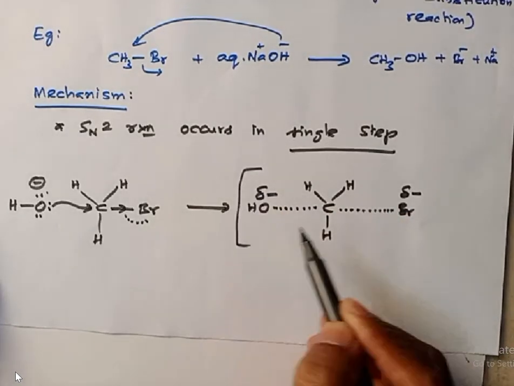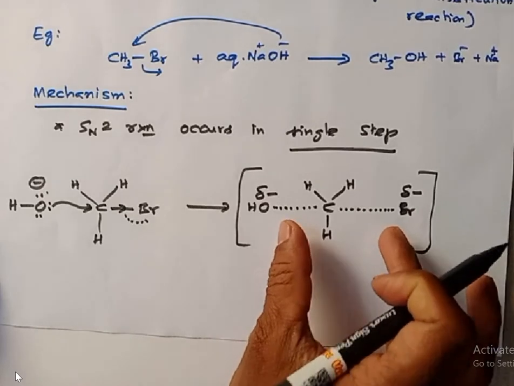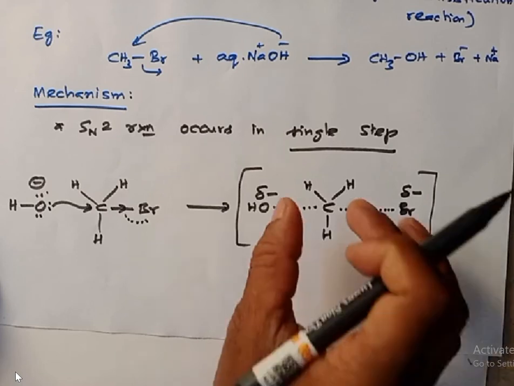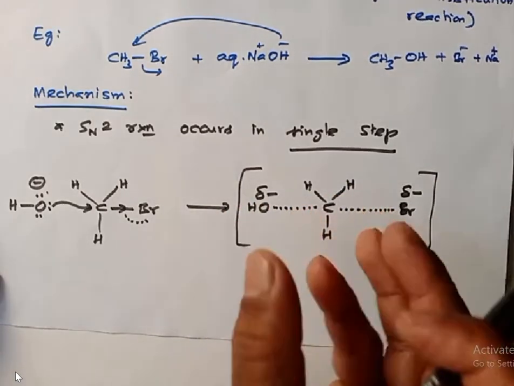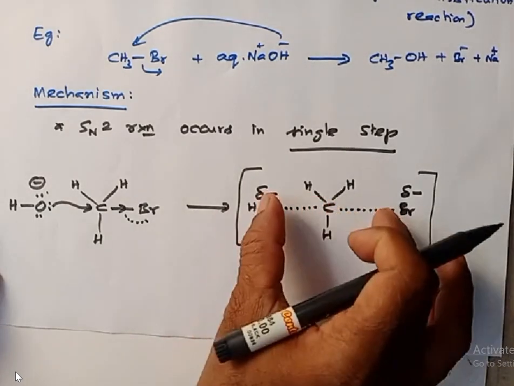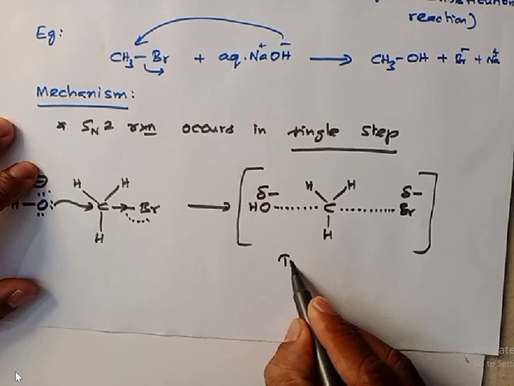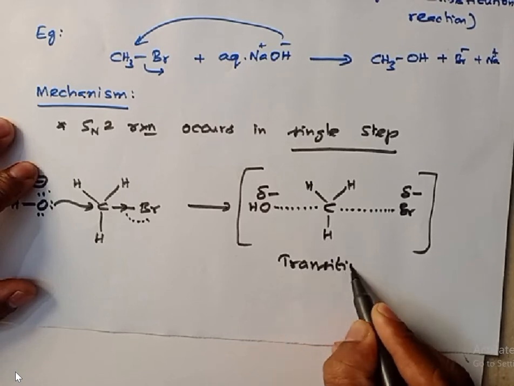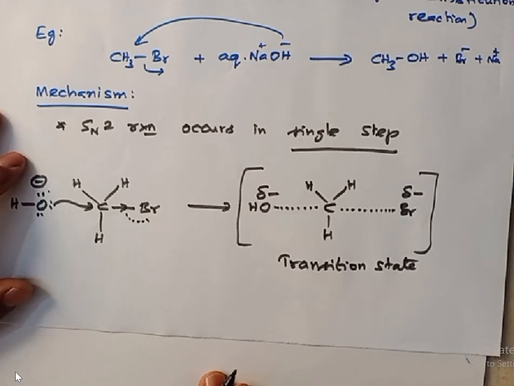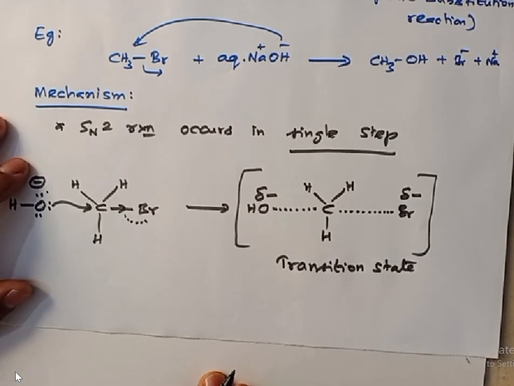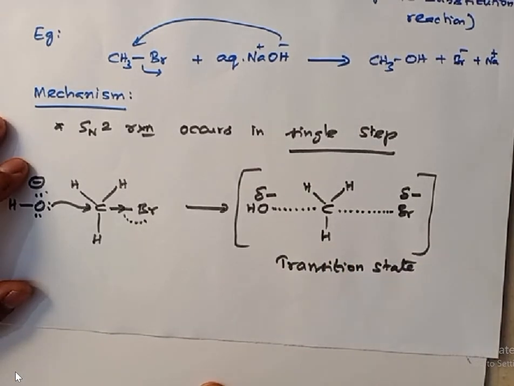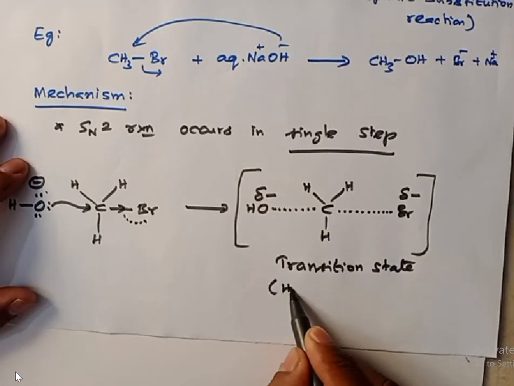Listen, students, you cannot detect this through any experimental method. You cannot isolate it. This is a hypothetical structure that we give. Through computational methods, people have found this. So this is called a transition state. Students, I repeat, a transition state is not considered a species. It is not a species that is formed. It is a hypothetical structure.